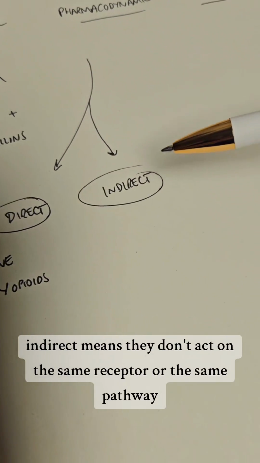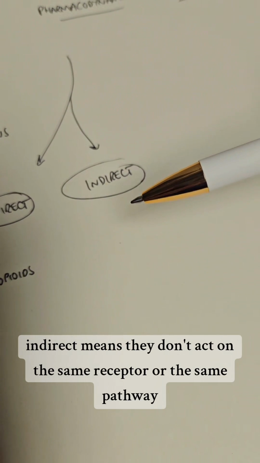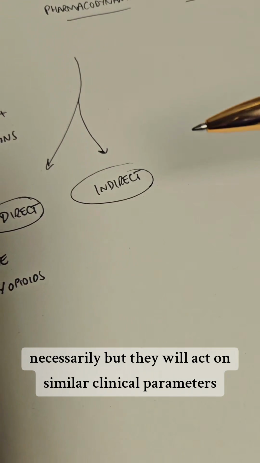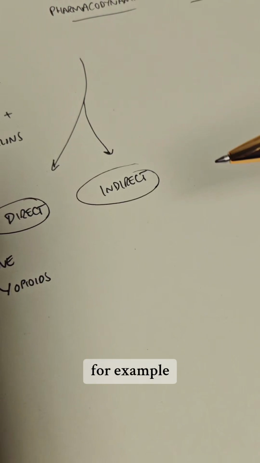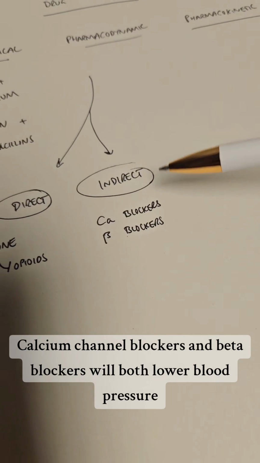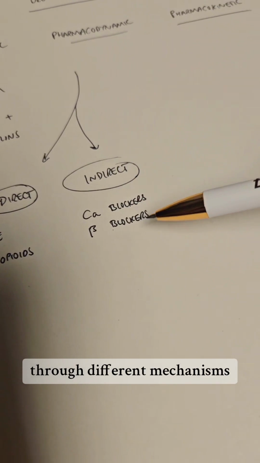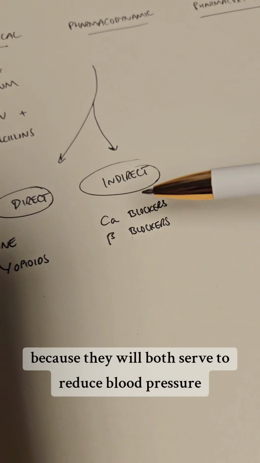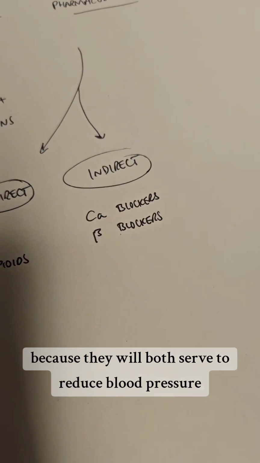Indirect means they don't act on the same receptor or the same pathway necessarily, but they will act on similar clinical parameters. For example, calcium channel blockers and beta blockers will both lower blood pressure through different mechanisms, but you'd say they have an indirect pharmacodynamic interaction because they will both serve to reduce blood pressure.